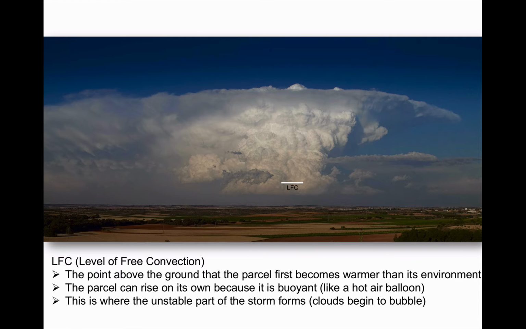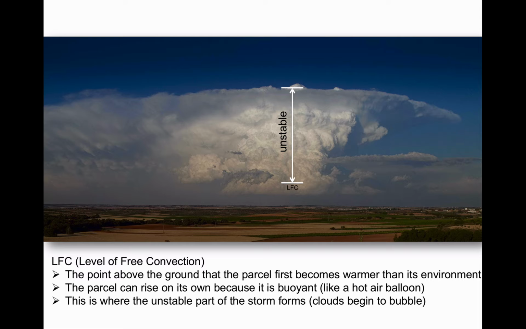Let's keep going though. At some point above the LCL, the cloud base, you start to see the cloud begin to bubble. That point happens at something called the level of free convection. Now, what is this? Well, the LFC is the point above the ground that the parcel first becomes warmer than its environment. Now, think about that. If a parcel is warmer than its environment, it's buoyant. When the hot air balloon is warmer than its surroundings, it's buoyant. It rises. This is the point where we start to see the instability in the atmosphere form, and that's where the cloud begins to bubble. And it does that all the way up to the top of the storm.